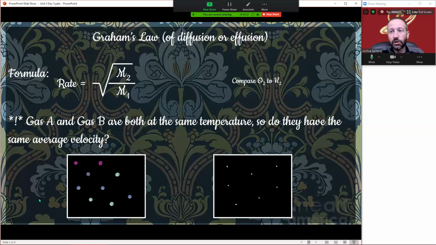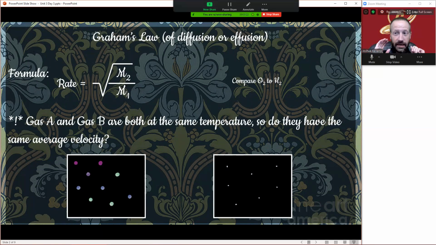Okay, I want to start off with Graham's law, sometimes referred to as Graham's law of diffusion or effusion, and often on the AP test, they will use the words diffusion, effusion, and not even mention Graham's law. And that's okay, because here's Graham's law. Graham's law says the rate at which gas molecules move is inversely proportional to the square root of their molar masses. It's that easy, right? Yeah, okay.